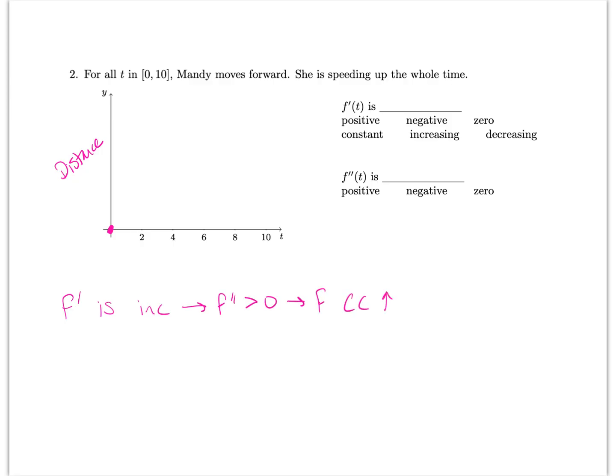Okay, so if I draw a picture where Mandy is moving forward, her distance is increasing from the starting point and it's concave up. So f prime we know is positive because the graph is increasing, and increasing because the graph is concave up. And f double prime is positive.